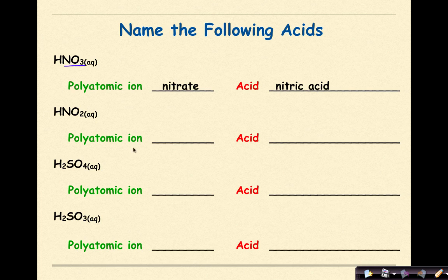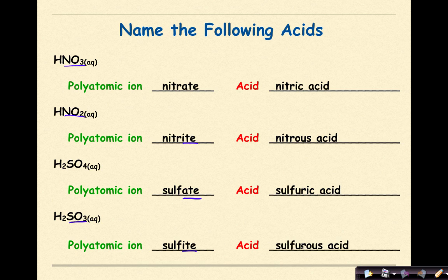HNO2, the polyatomic ion here is nitrite, that's NO2 minus 1, so we're going to change the ite to ous. So HNO2 in an aqueous solution would be nitrous acid. H2SO4, the polyatomic ion here is sulfate, so we're back to that ate situation. So like we did in this example up here, we're going to change ate to ic. So this is going to be sulfuric acid. And finally, H2SO3, the polyatomic ion here will be the sulfite ion, SO3. So the acid here, because we're dealing with that ite ending, will be sulfurous acid.